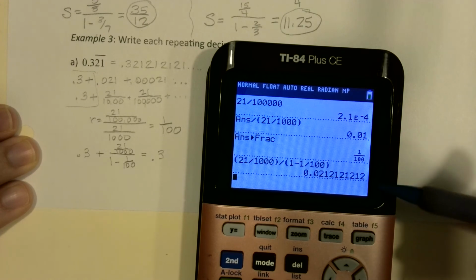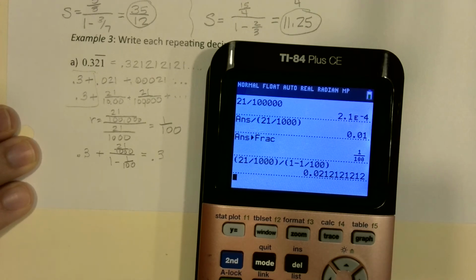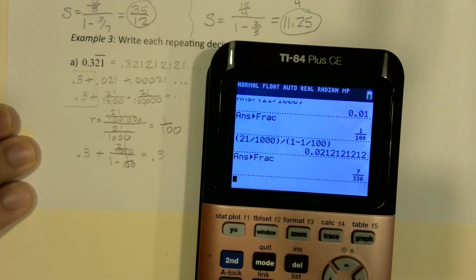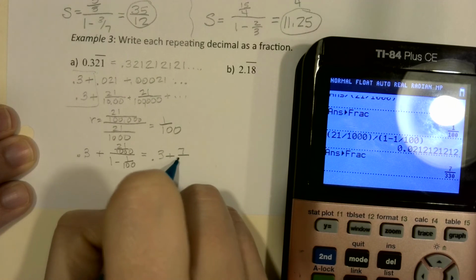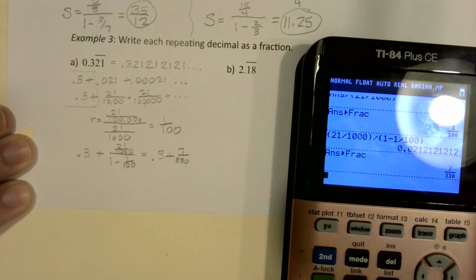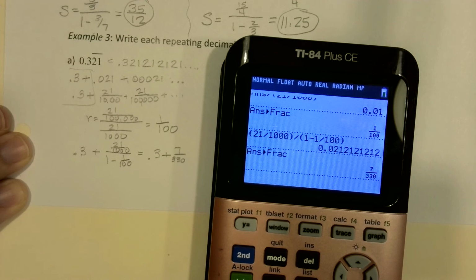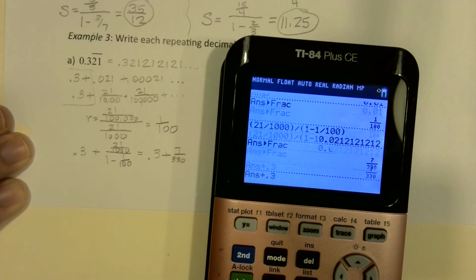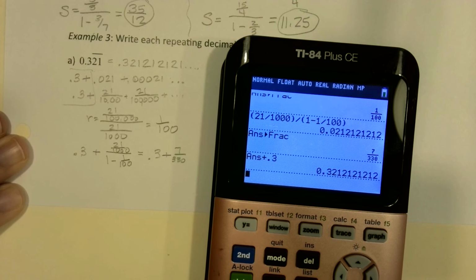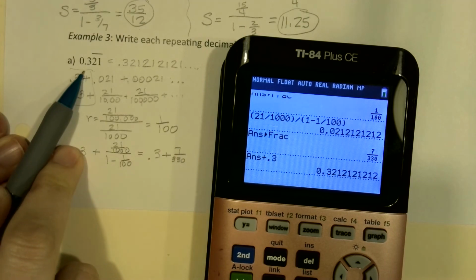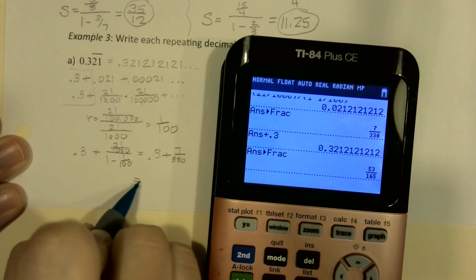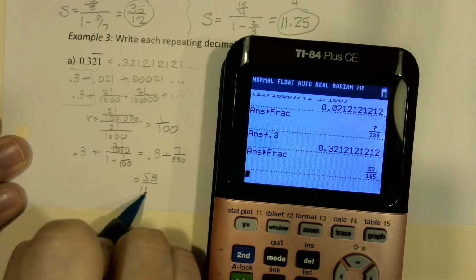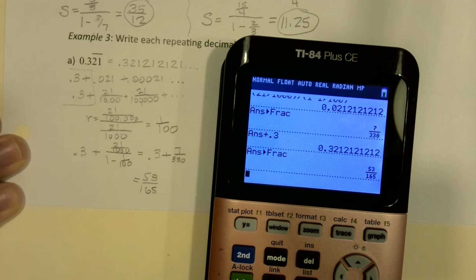And I get 0.21, okay, so that is correct. That part of it is 7 over 330. So we get 0.3 plus 7 over 330. Then I'm going to add 0.3 to my 7 over 330, and that gave me my original problem. So the fraction here is 53 over 165. That's our answer.